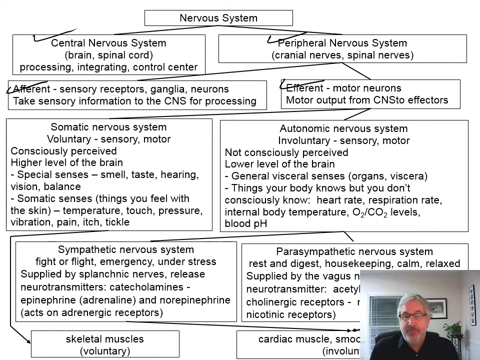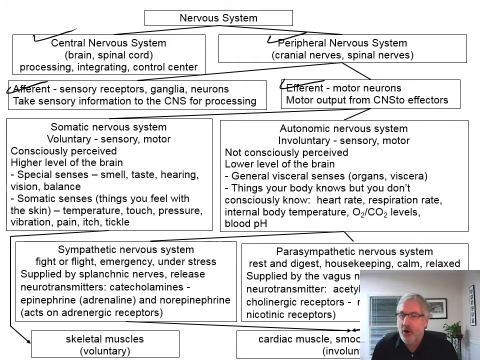This sensory information can be from what's called the special senses, smell, taste, hearing, vision, balance, or somatic senses, things you feel with the skin, temperature, touch, pressure, vibration, pain, itch, tickle. Or it could be from things that are low level of the brain, things you don't consciously perceive. It could be your visceral senses from your organs, your viscera, things your body knows but you don't consciously know, like your heart rate, your respiration rate, your internal body temperature, your oxygen, your CO2 levels, your blood pH, all those things that your body knows is going on and knows how to maintain, but you don't have to think about those.